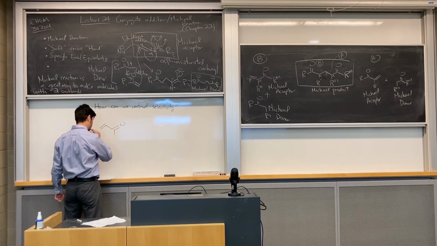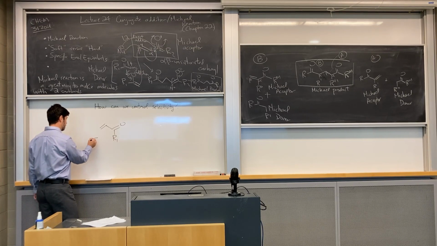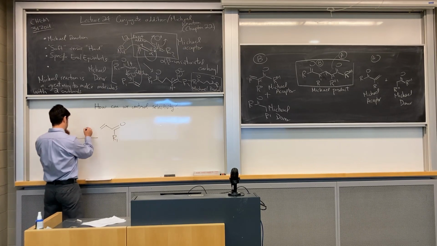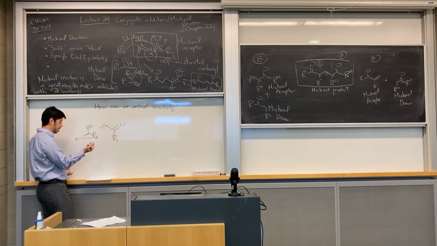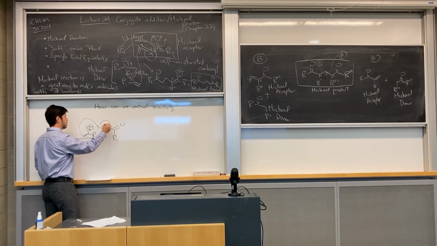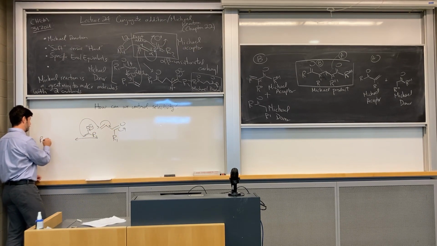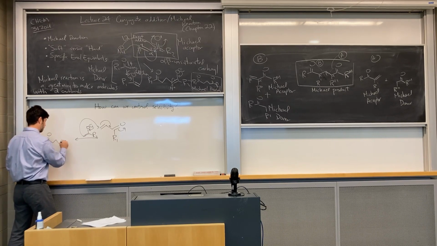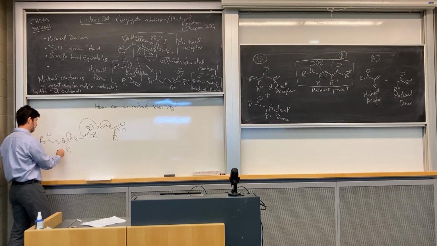Okay, so here's your Michael acceptor, and then let's draw an enolate here, which will be our Michael donor. And the desired reaction, of course, is where this comes here. This reacts, and then you get this compound, just like I'd done up there, and then this will pick up a proton.